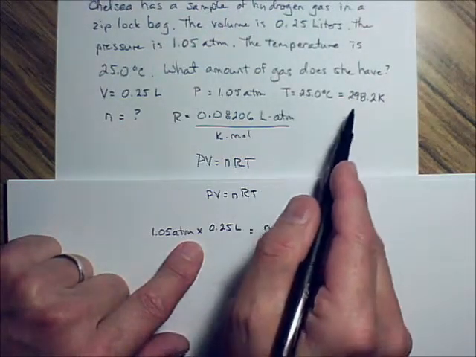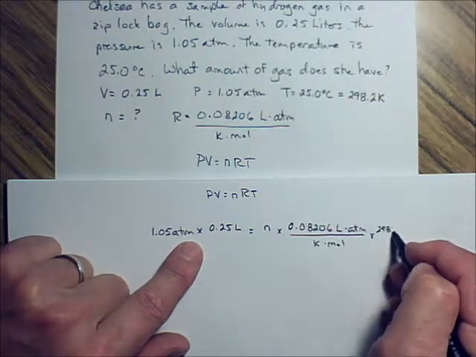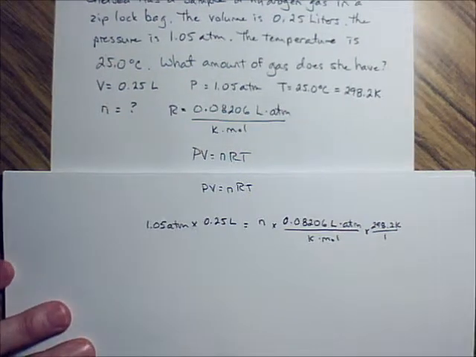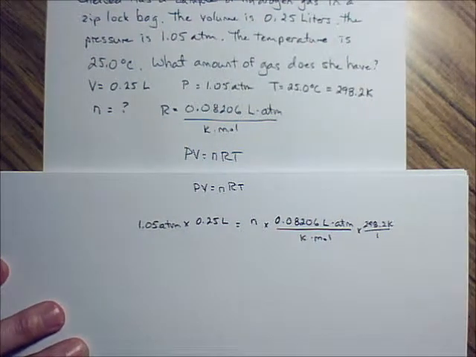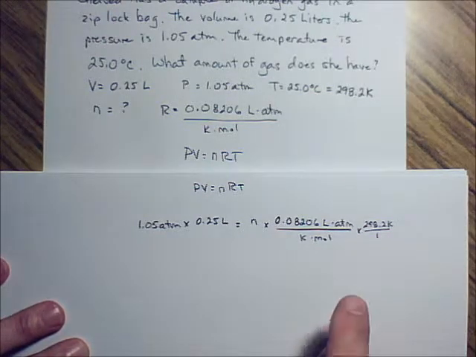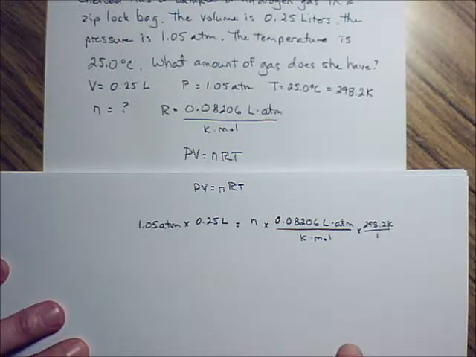And T is 298.2 K. All right. The next step, since we plugged in our knowns, is to get N by itself.